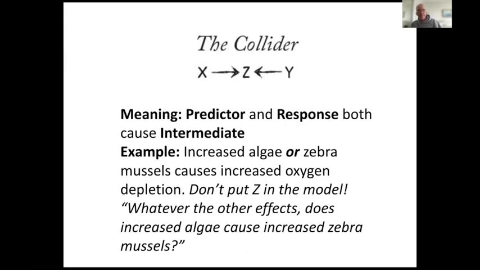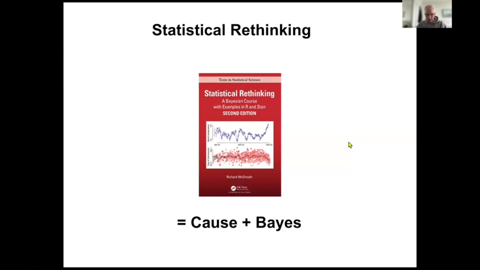Another kind of confounding variable is known as a collider, where both your predictor and your response variables cause the intermediate. So if both increased algae and zebra mussels cause increased oxygen depletion, don't put it in the model, because again, you're interested in whether increased algae cause increased zebra mussels. You don't want to correct for something like oxygen depletion and then lose whatever effect the algae might have on zebra mussels. So that's my story. Sorry, I went a bit longer than I wanted to.